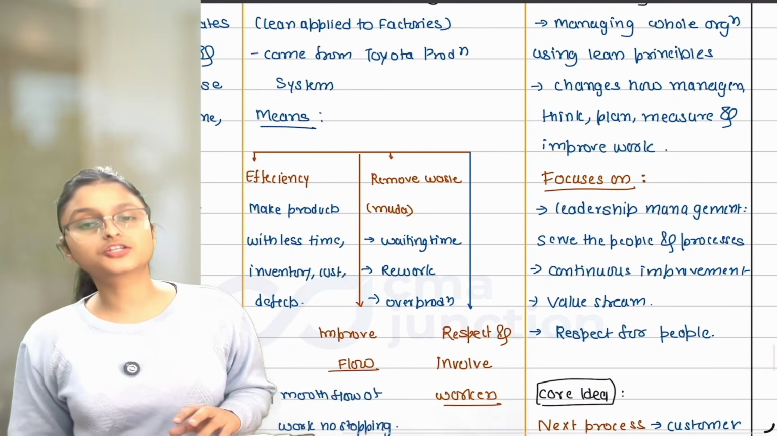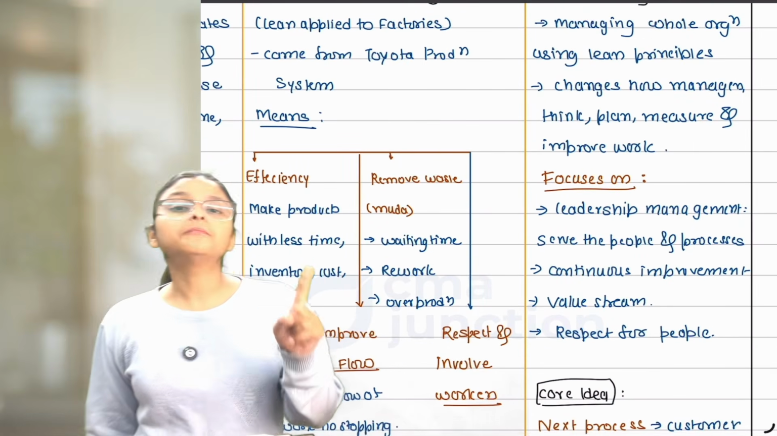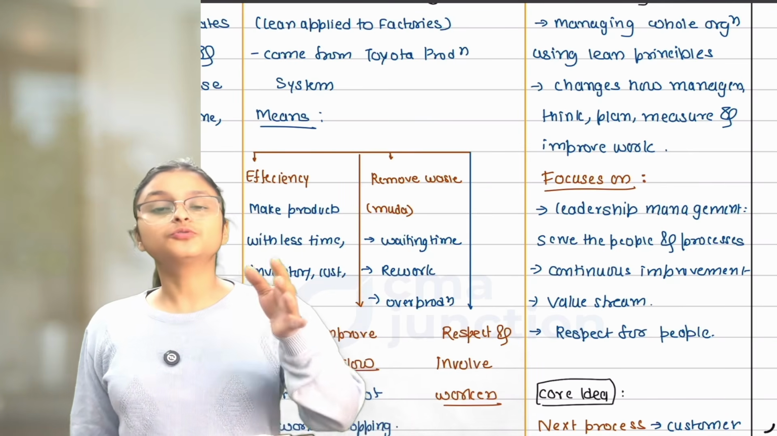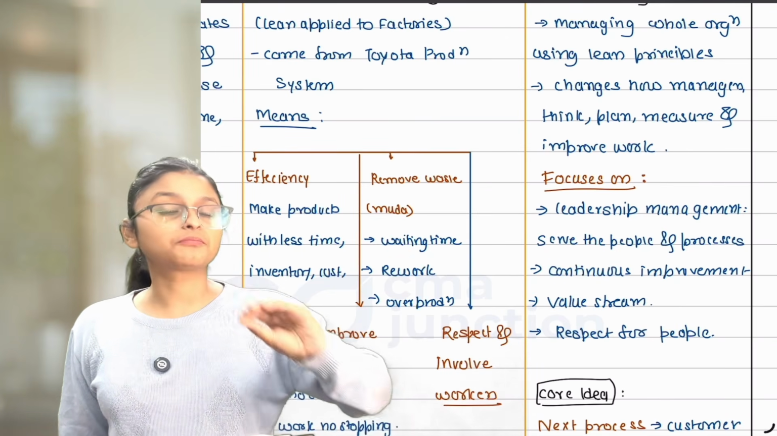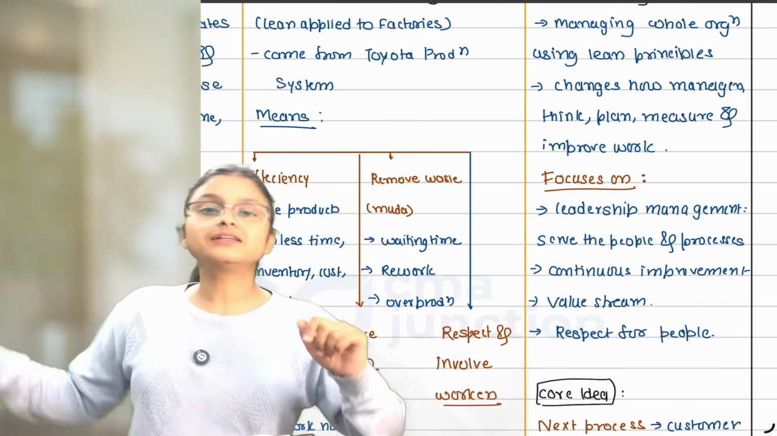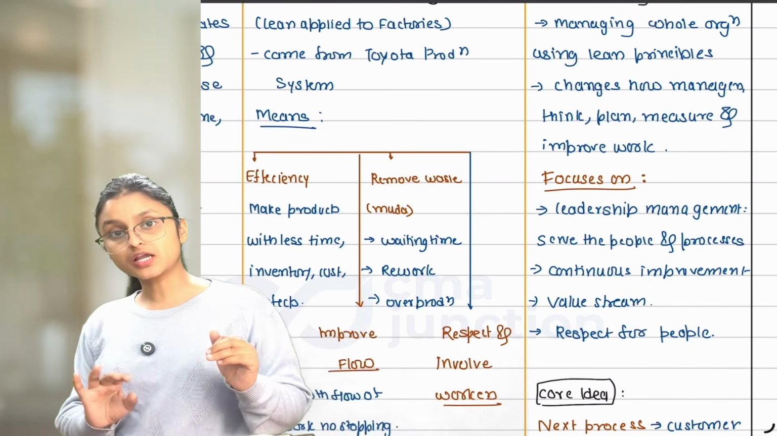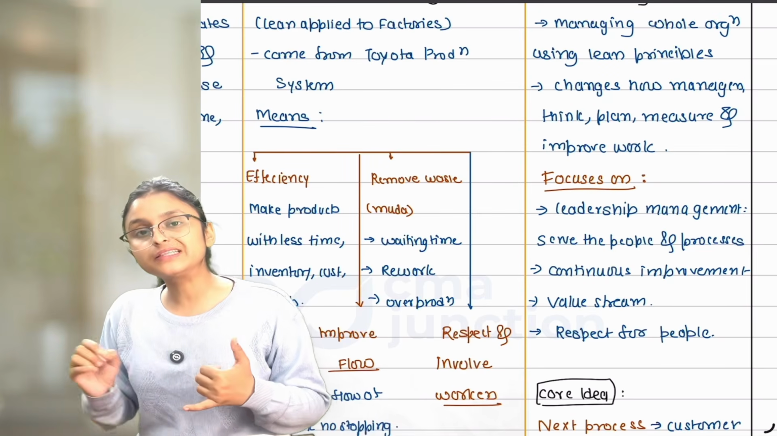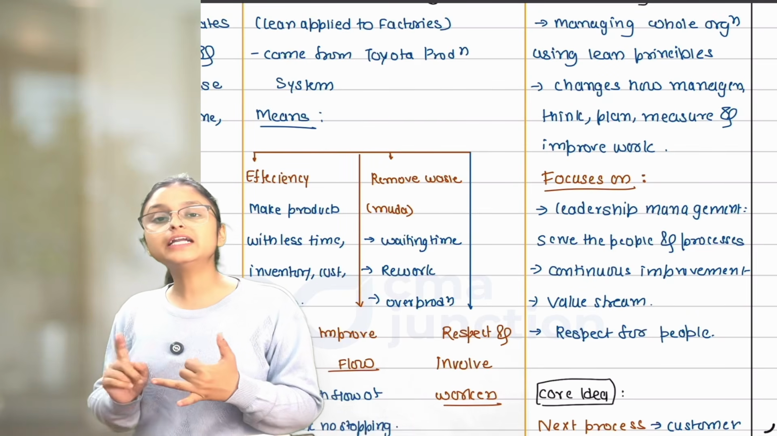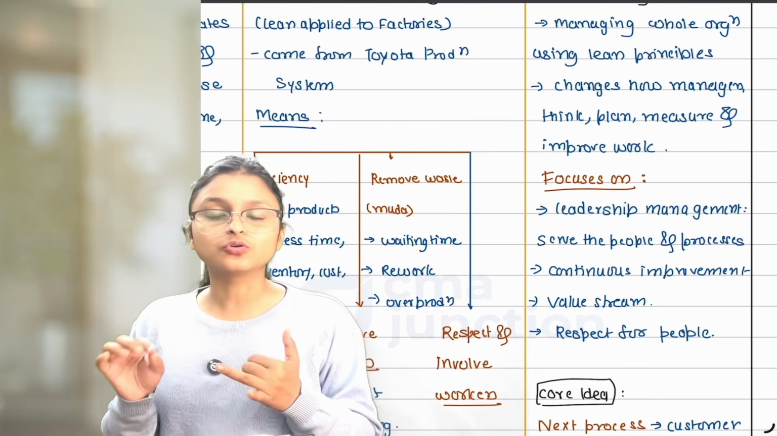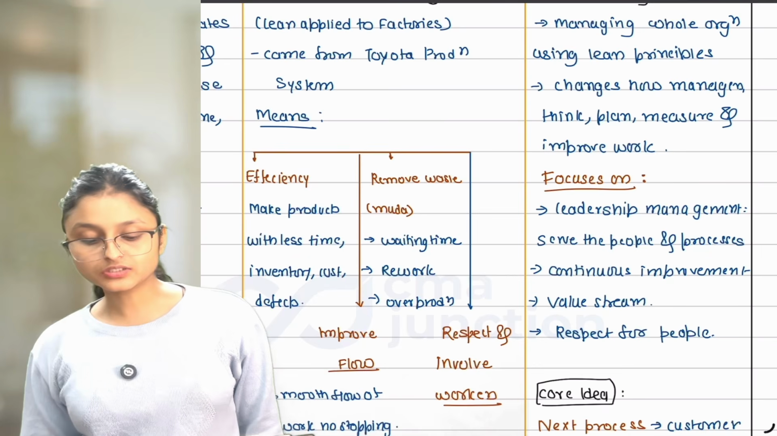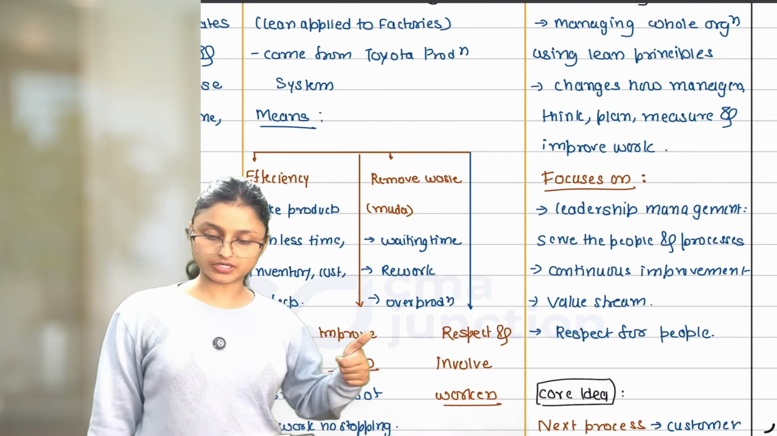Next, focus is on leadership management. Don't become a manager for your employees, become a leader for them. A leader is the one who does not blame the employees for the mistakes. A leader is the one who serves the people and the processes. Whenever there is a mistake, we try to find out why this mistake is happening. Then we improve our processes and we improve our workers also. We train them so that they can handle those works.